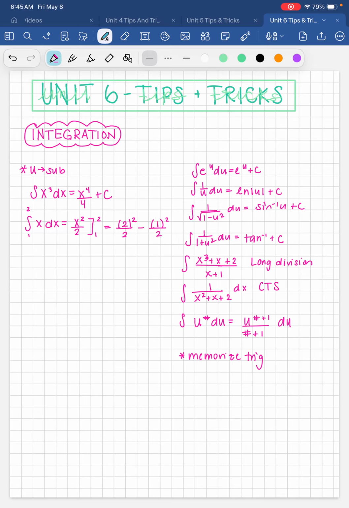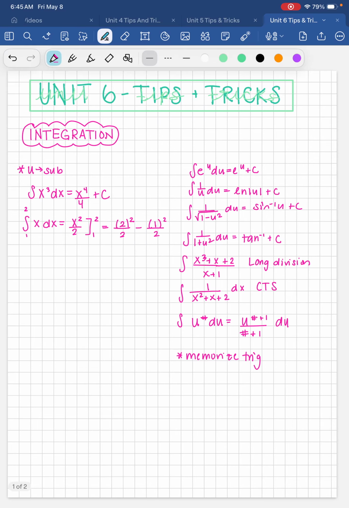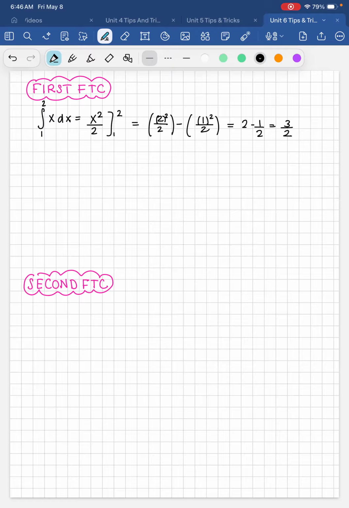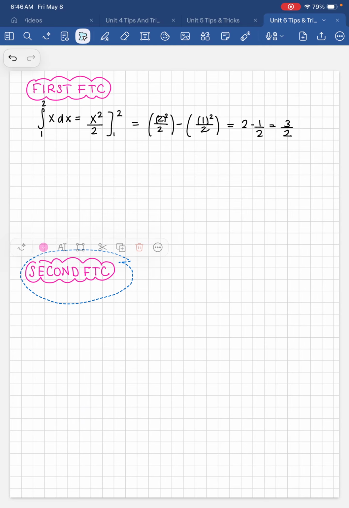Okay, integration, huge part. More so not asking you how to integrate, but like applications. So the first FTC would be something like this, where they're asking you to integrate with bounds. So that would be x squared over 2 from 1 to 2. We're going to plug in 2 first, minus the lower bound. And you're going to get an actual numerical answer, so 2 minus a half, which is 3/2.